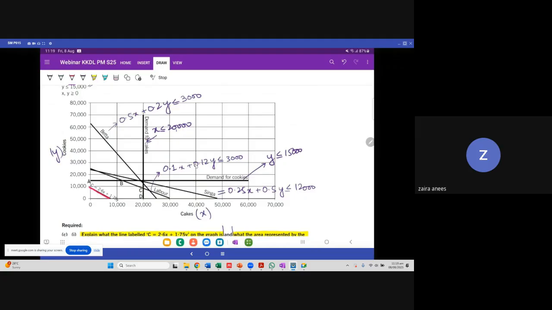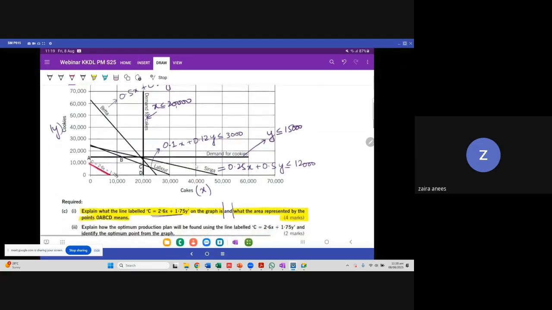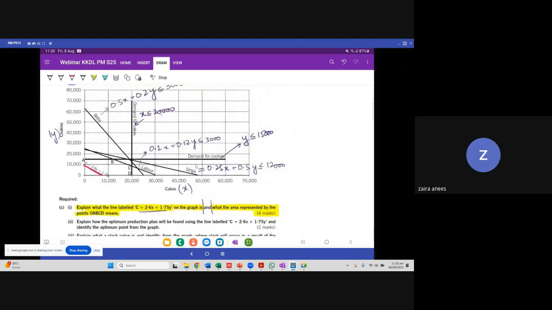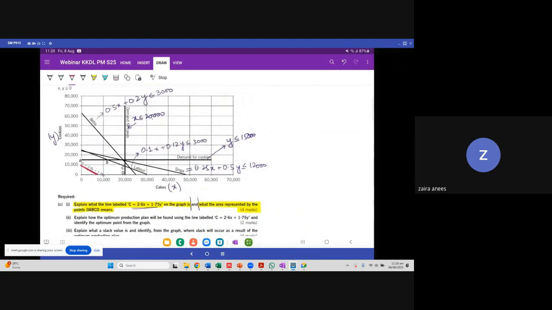And this is representing what? This is representing the contribution function, right? So if someone asks what the line C = 2.6x + 1.75y is representing, this is basically the contribution equation, which represents the contribution of x, which is cakes basically, right? So you can write cakes.